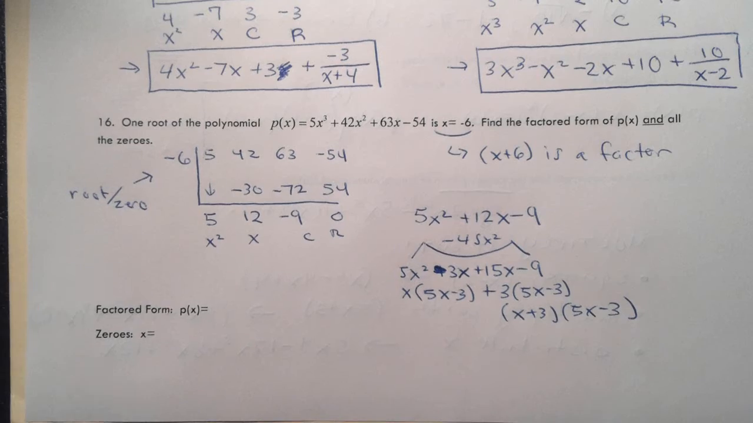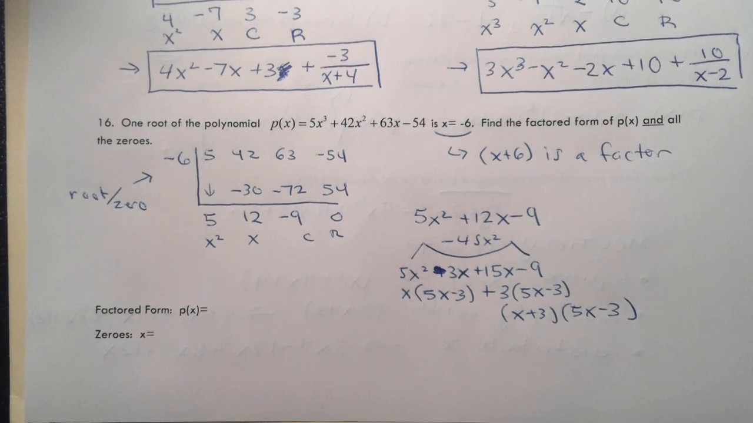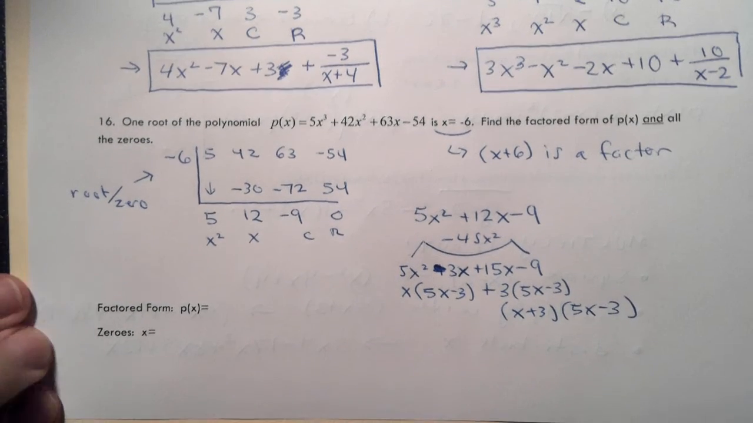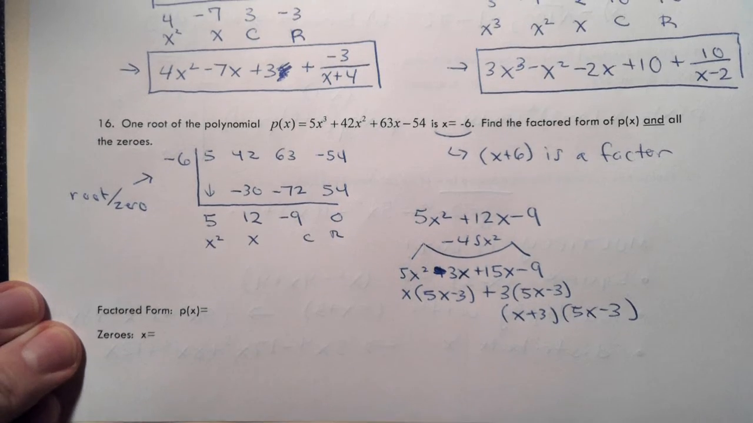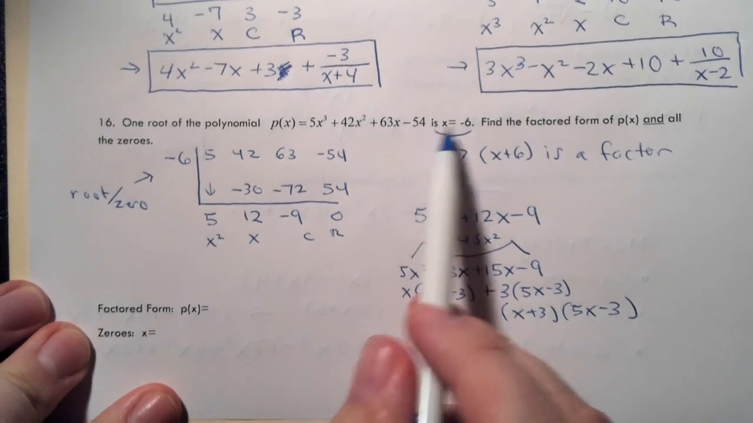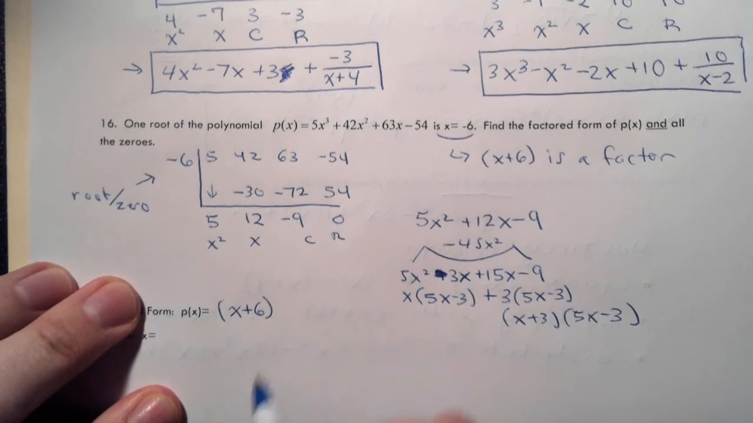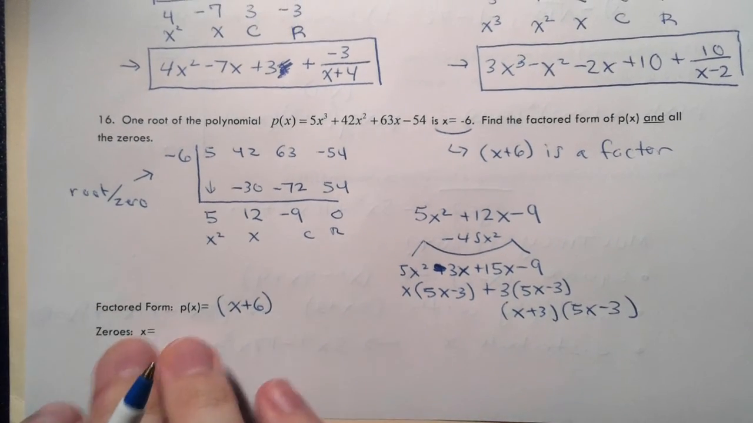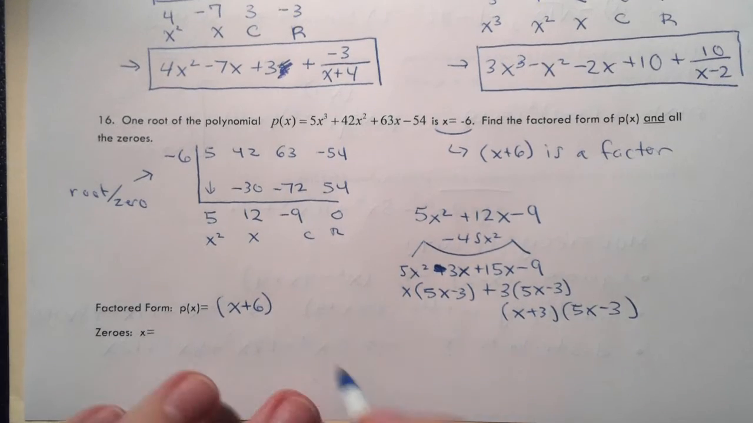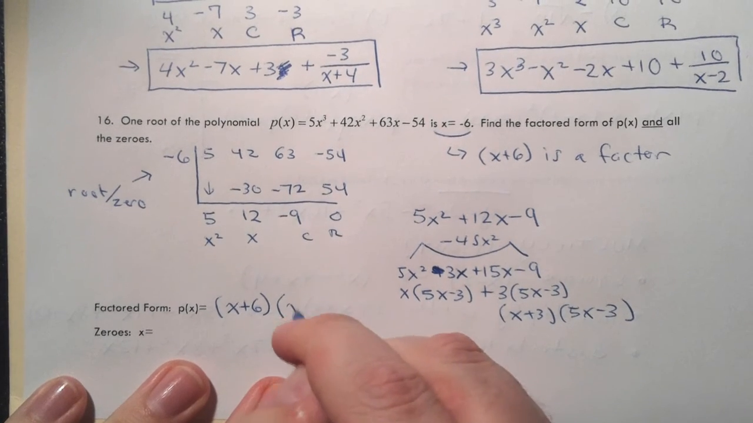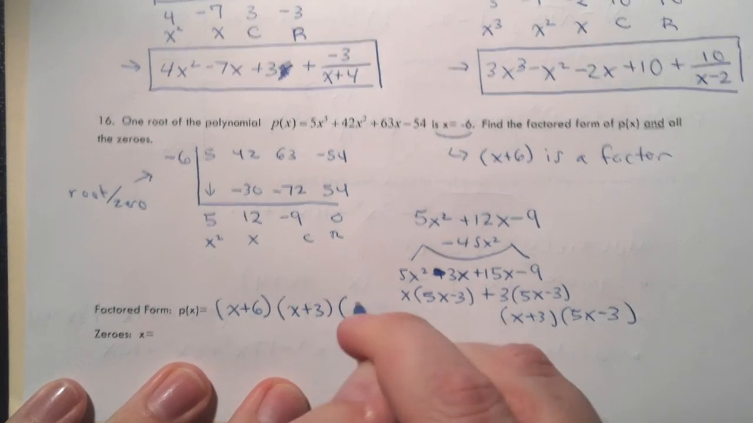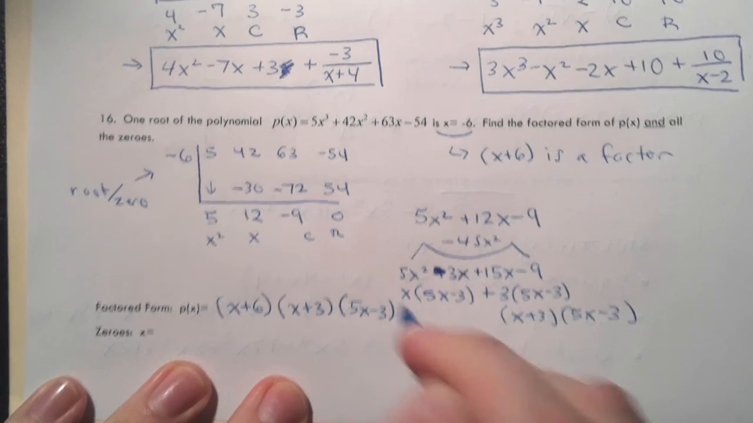How does this answer our question? Well, let's recall. What I was asked for was the factored form of p of x. Well, I knew -6 was a root, which gave me the factor of x plus 6. And now I have found this quadratic, which I factored more, and I can see my other factors are x plus 3 and 5x minus 3.